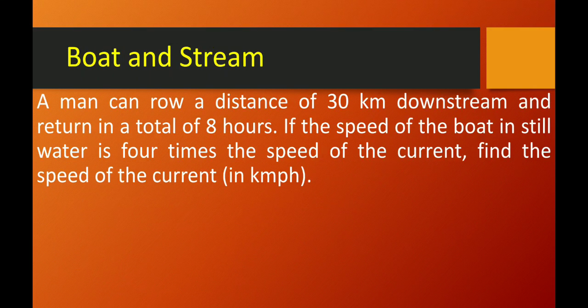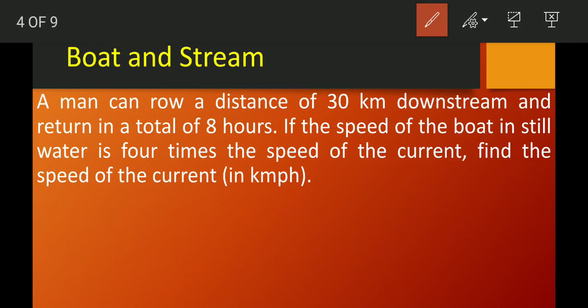Now move on to our next question. This question is based on boat and stream. The question says a man can row a distance of 30 km downstream and return in a total of 8 hours. Since he is going downstream, while returning he is going upstream. Now the speed of the boat in still water is 4 times the speed of the current. So we have to find the speed of the current.